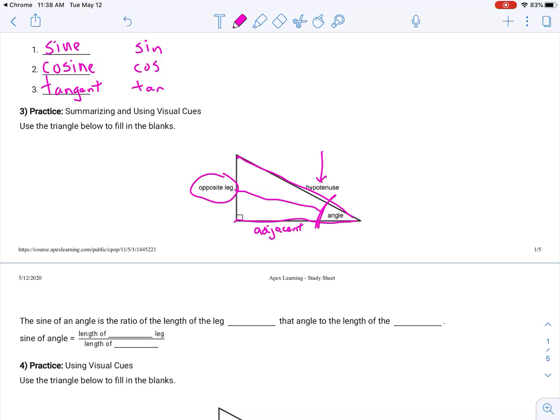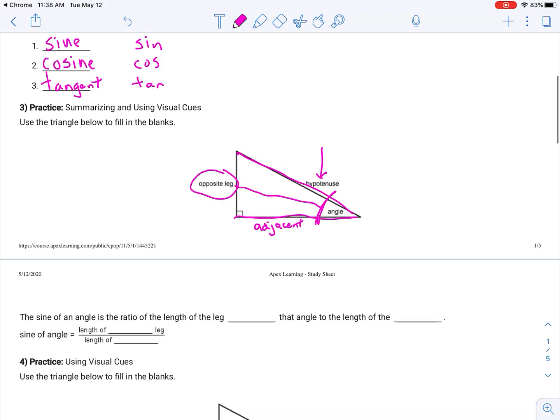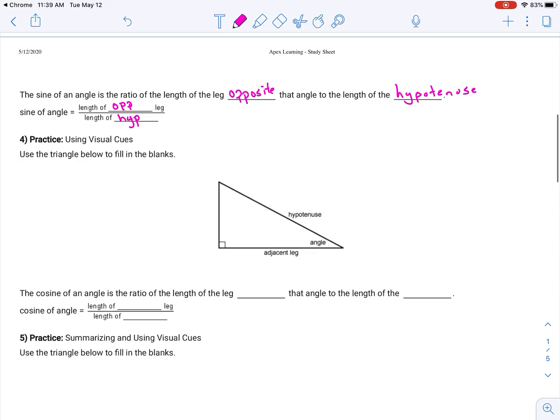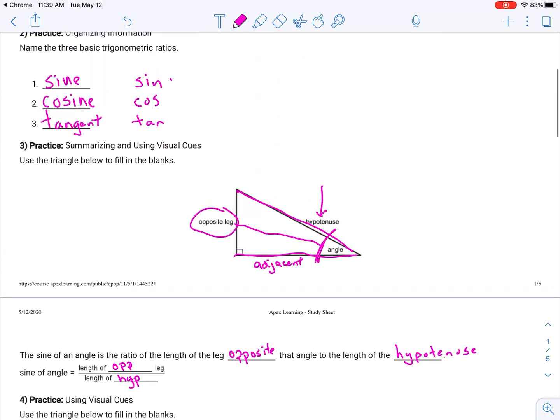So it says the sine of an angle is the ratio of the length of the leg opposite that angle to the length of the hypotenuse. So the sine of an angle is the length of the opposite divided by the length of the hypotenuse, and we'll explain that more later. Practicing visual cues. Use the triangle below to fill in the blanks. Okay, so we did sine.